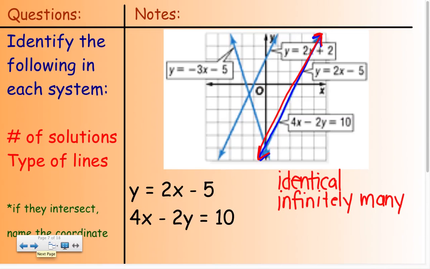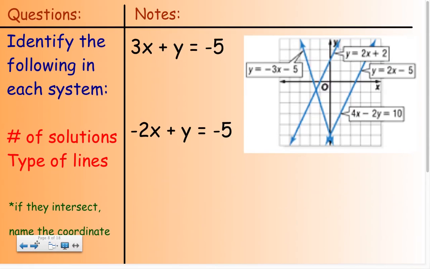Again, we don't need to name a coordinate point because they're not intersecting. If I wanted to name all the coordinate points where these lines intersected, I would be listing off coordinate points forever and ever, because these lines continue forever and every single coordinate point is a solution.